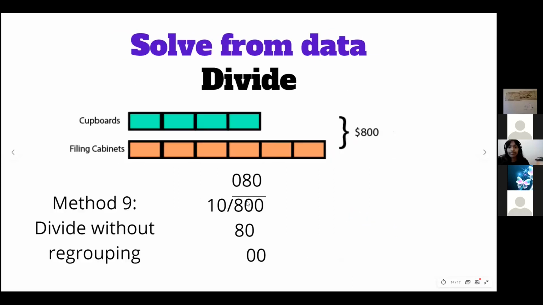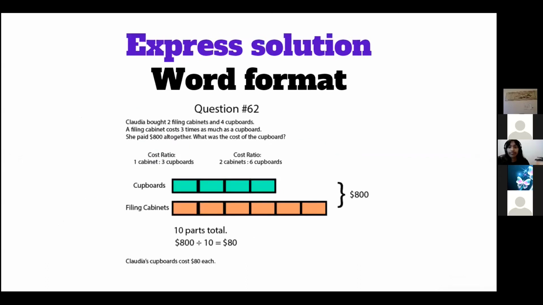So we've made a pictorial version of it, and now we can decide to use our method 9, which is divide without regrouping. Since this is such an easy number to divide by, this is my text-based representation of this. How many times does 10 go into 8? 0. So we'd bring down the 0. How many times does 10 go into 80? 8. So we bring down the 0, we put up the 8 up there, and then we'll have 0. We'll go over this if we haven't done this yet. So we now know that Claudia's cupboards cost $80 each.